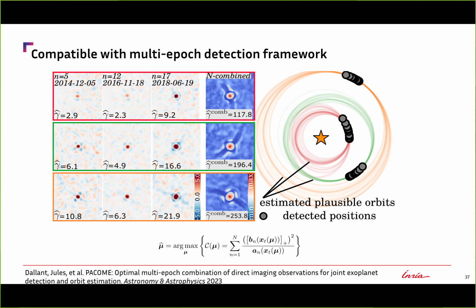And so basically to make this method work, you need the output of PACO. But what we can do with our method is, instead of giving the output of PACO to this multi-epoch detection framework, we can give the output of our model and then combine it to have an estimate of the SNR on multiple epochs. So that's what we did here. We can see that we are able to detect some existing exoplanets with a better SNR.